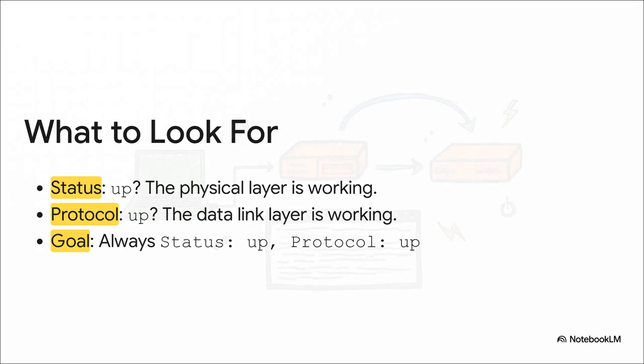So what are we actually looking for here? You want to focus on the last 2 columns. Status tells us about the physical layer. Is the cable plugged in and getting a signal? Protocol tells us about the data link layer. Are the 2 devices speaking the same language?